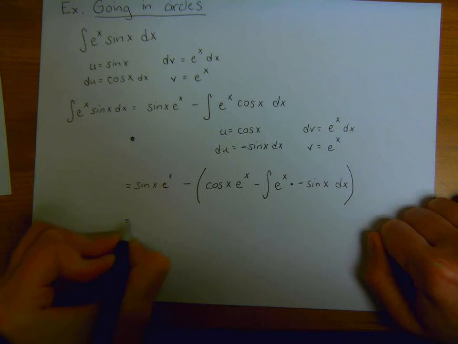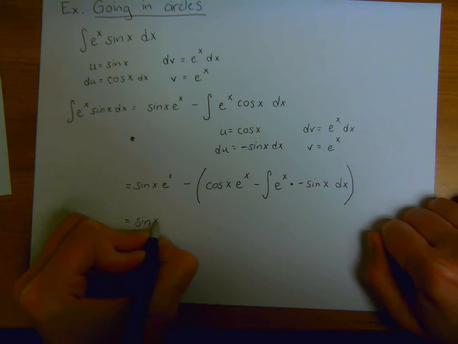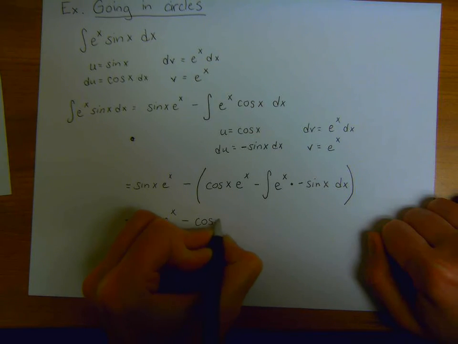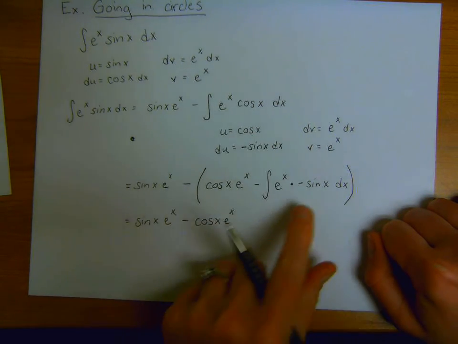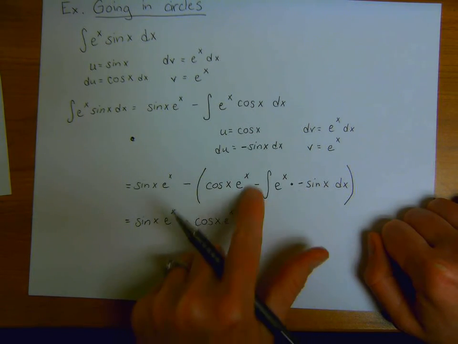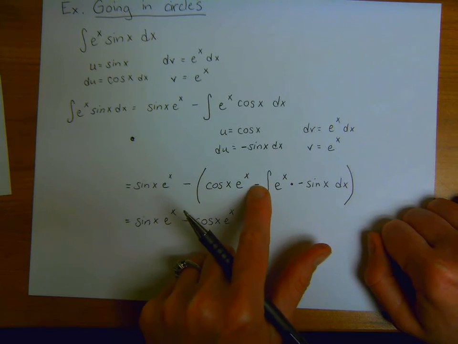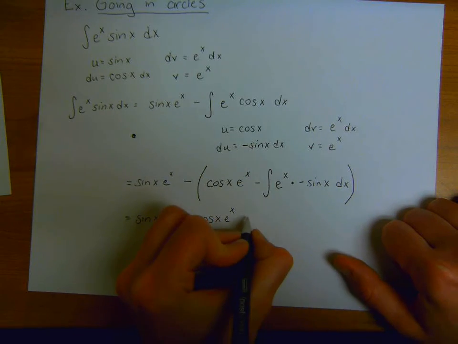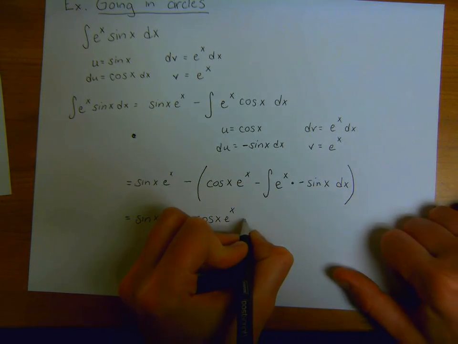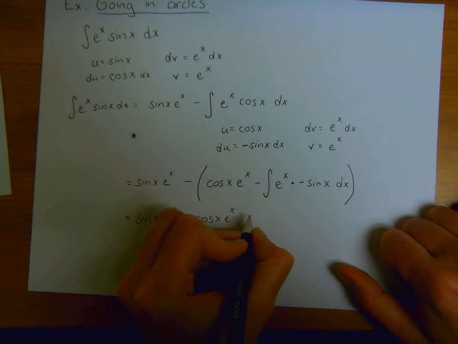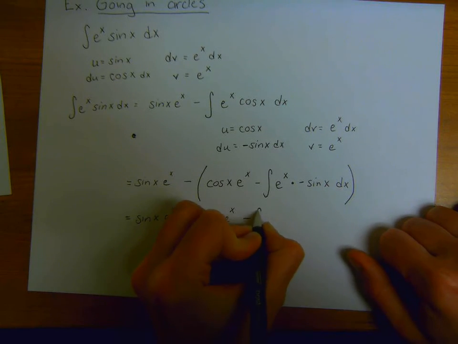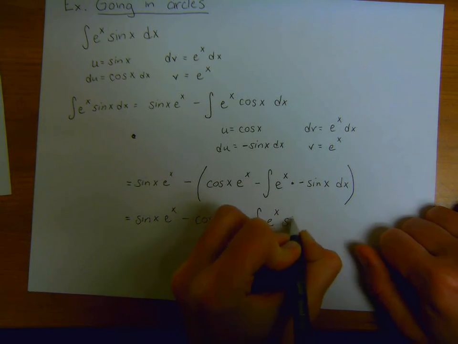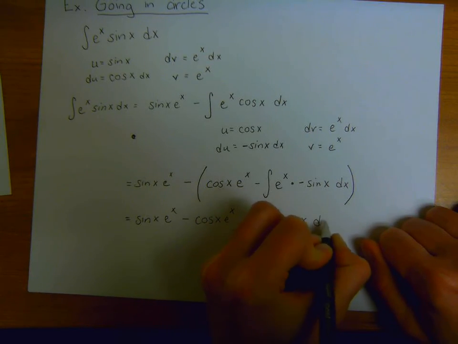And I'll simplify this algebraically a little bit. So this is minus cosine x e to the x. This is a negative sign, and a negative integral becomes positive, but then I'm subtracting this whole thing so it becomes negative again. So positive, negative, minus the integral of e to the x sine x dx.